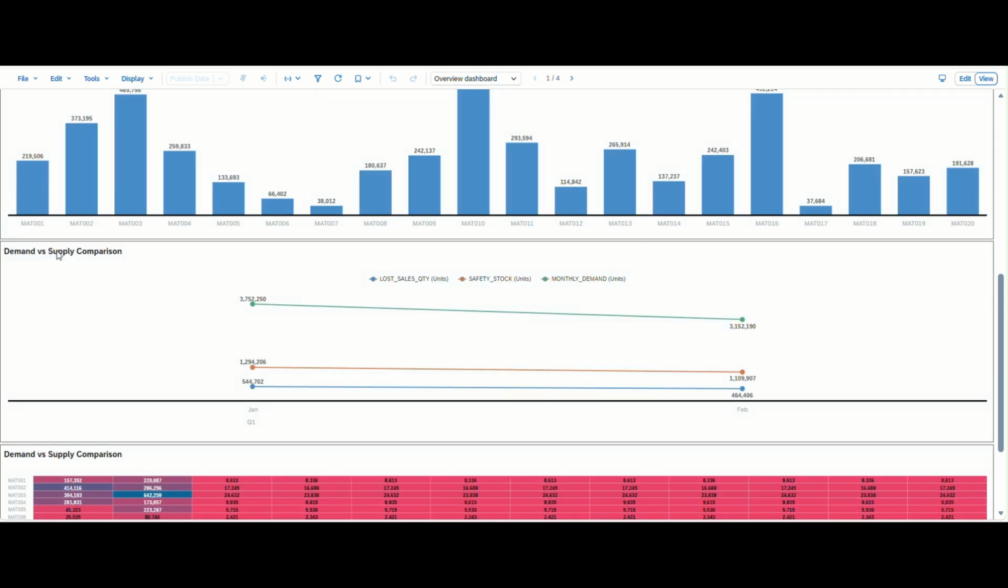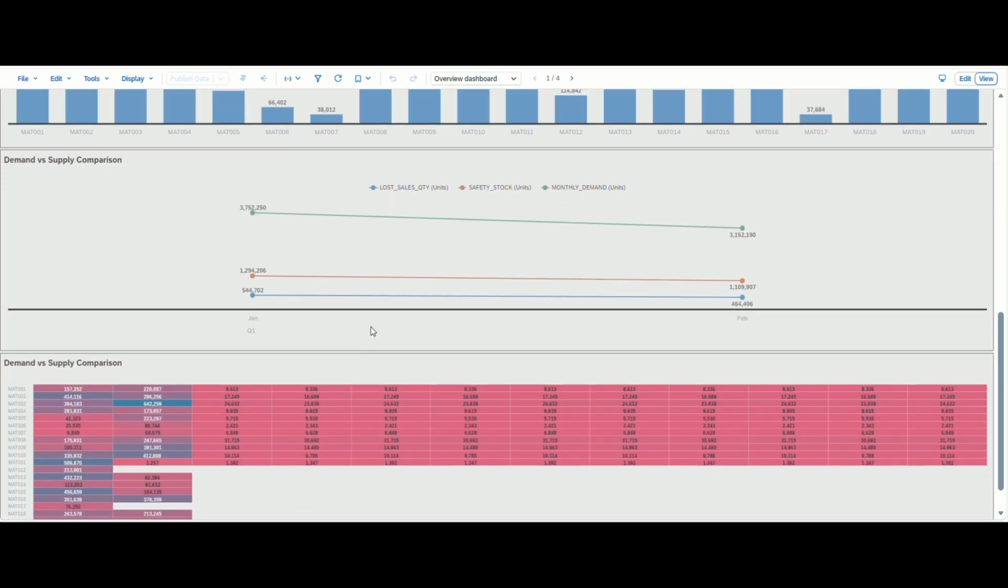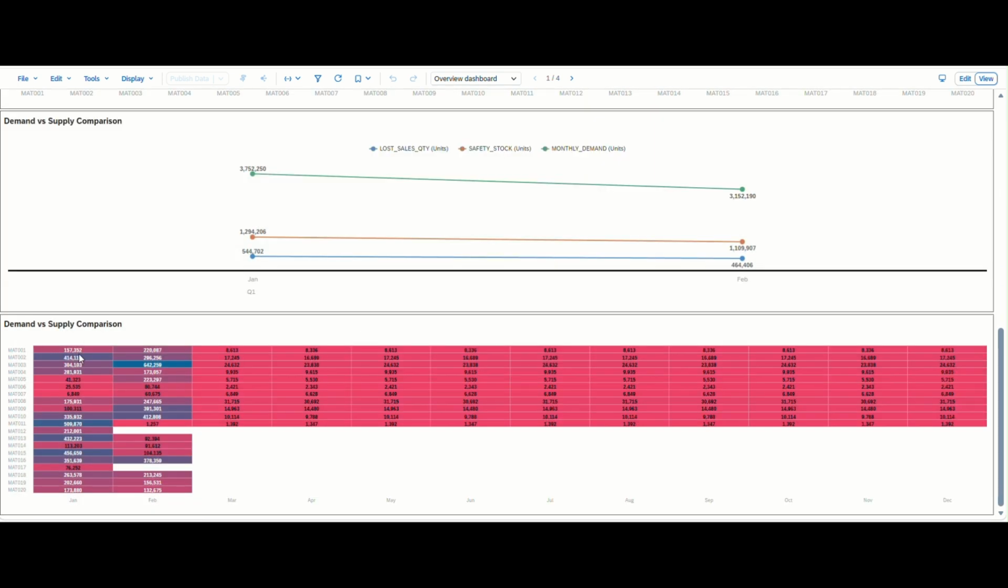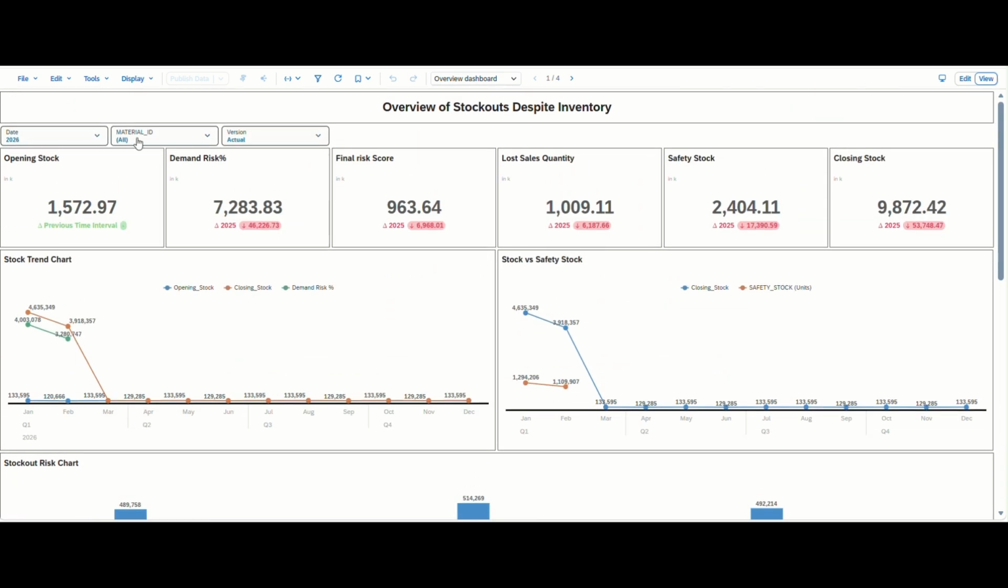Moving on, the demand versus supply comparison chart compares lost sales quantity, safety stock, and monthly demand trends, helping businesses evaluate supply-demand balance and fulfillment efficiency. Finally, the demand versus supply heat map provides a detailed material-wise and month-wise comparison of inventory demand and supply gaps, enabling teams to identify recurring shortages, high-demand materials, and inventory imbalance patterns. Filtering options allow users to customize the dashboard based on operational requirements. Users can filter the dashboard by year, material ID, and version to analyze inventory fulfillment performance across different reporting scenarios.